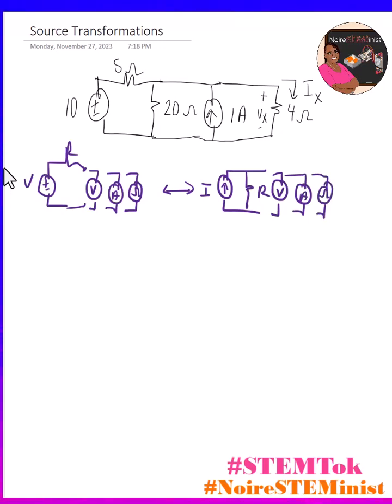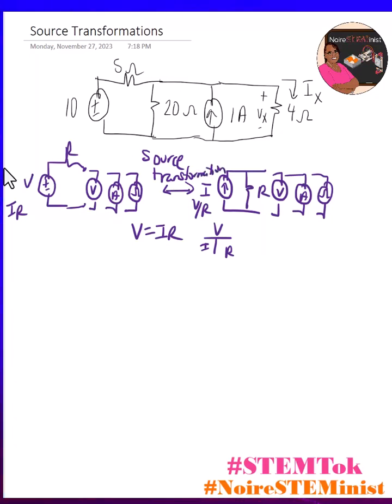And the way that happens is that V is equal to I times R, which we know is Ohm's law. So as long as the value of this current source is V over R, or the value of this voltage source is I times R, and both of these resistors are the same, then these two are equivalent circuits. And when you convert between them, that is called a source transformation. So when you have a voltage source in series with a resistor, you can change it to a current source in parallel with a resistor as long as you use these values.